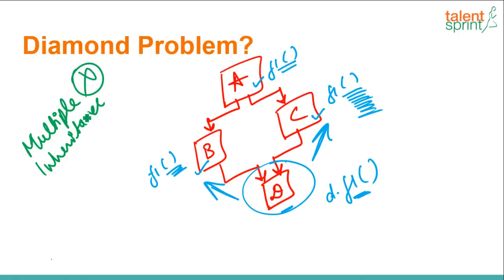So Java is not supporting multiple inheritance, and this is the reason why. It can be asked the other way around also: if multiple inheritance is supported in Java, then you can code the diamond problem. Or if you are asked about the diamond problem, then you can go back to this.